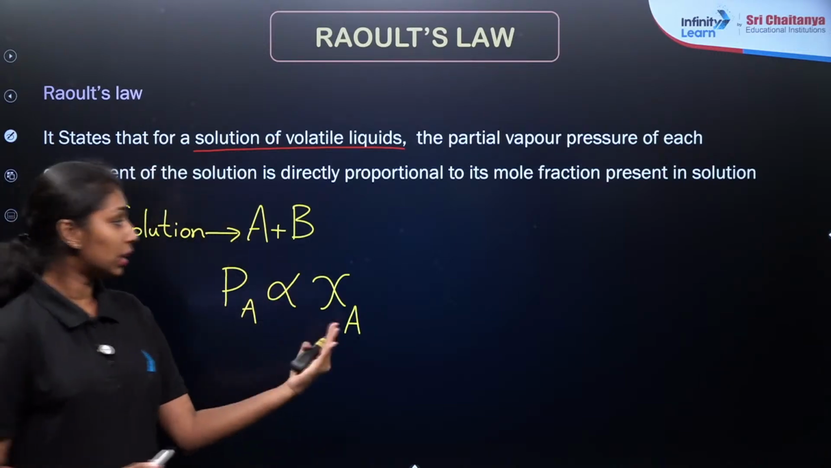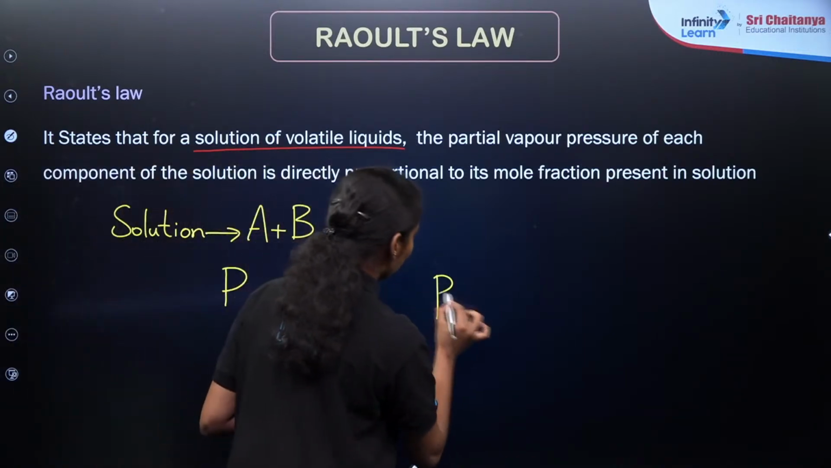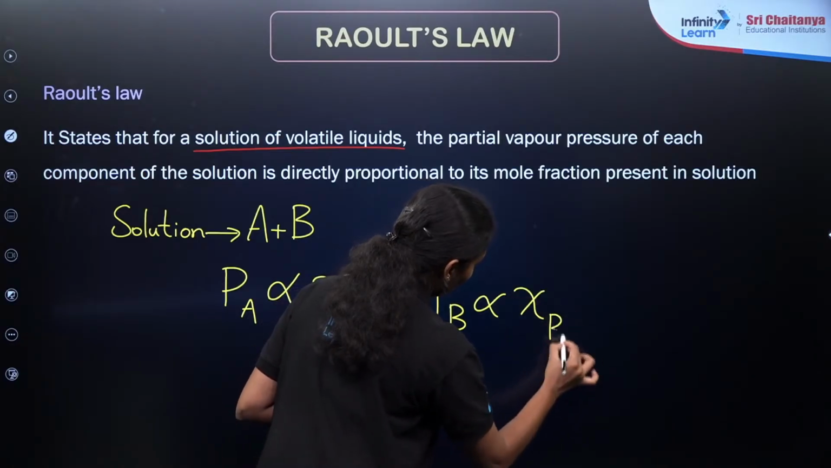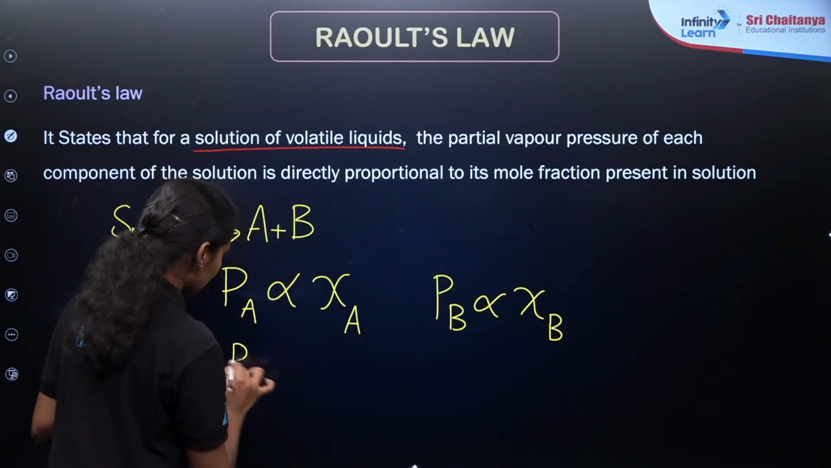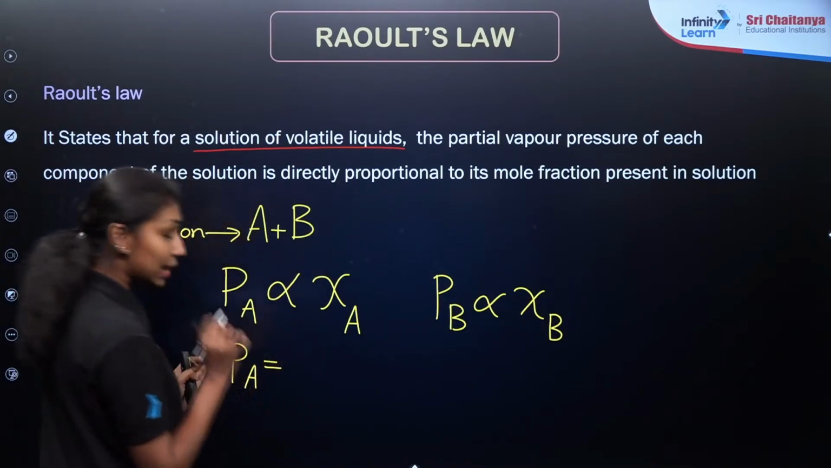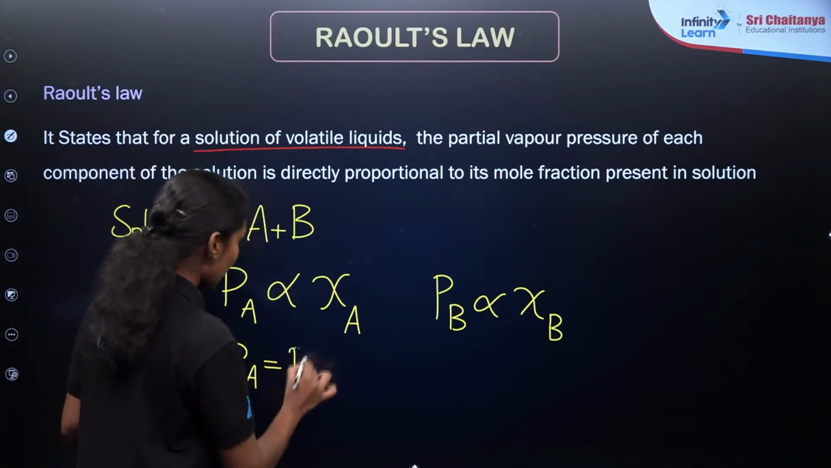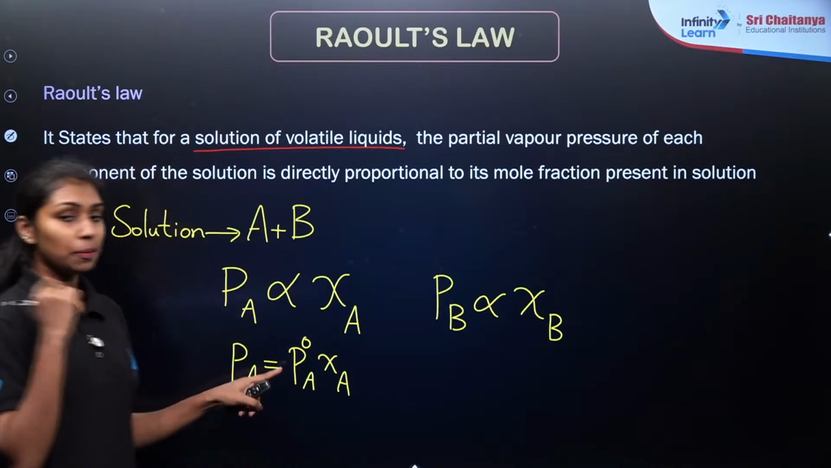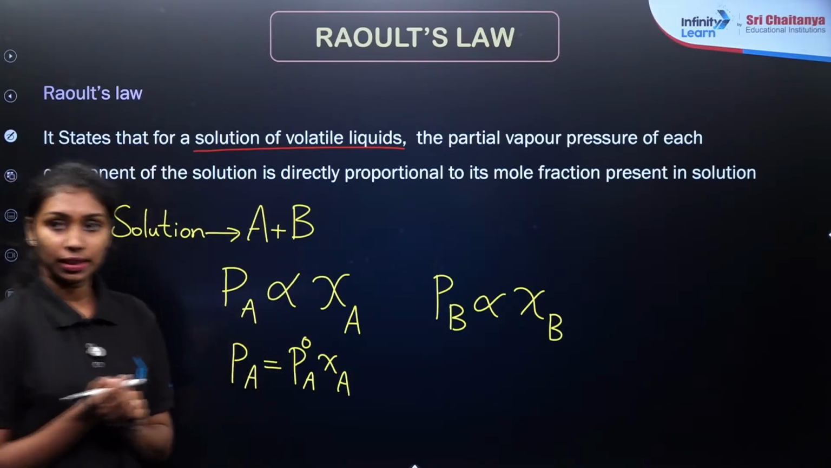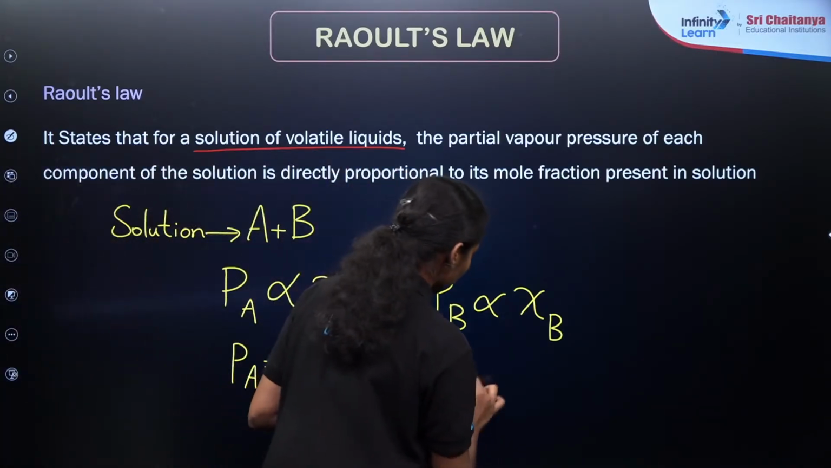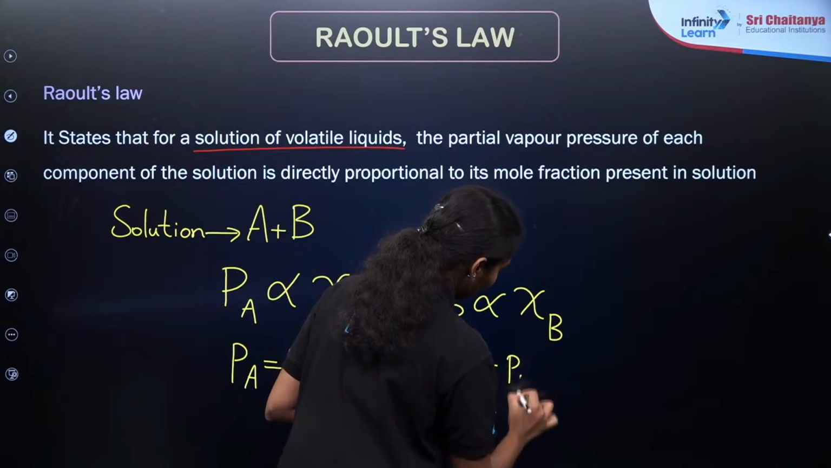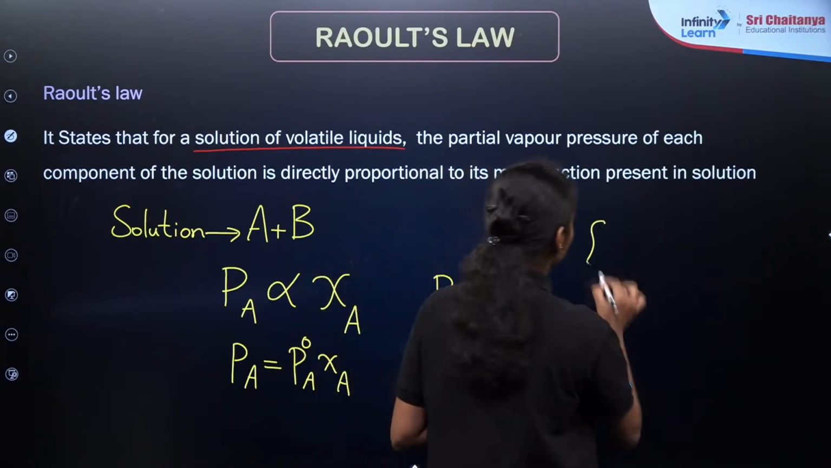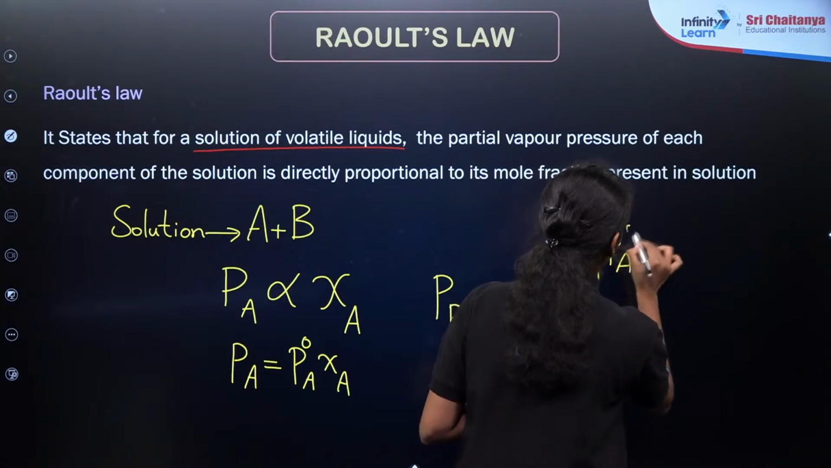Similarly, if you are talking about the component B, what will happen to the partial pressure here? PB is proportional to chi B, right? Or we can give it as PA is equal to, there is a proportionality factor, so that is equal to PA0 into chi A, where PA0 is the partial pressure of the pure solvent. Clear? Similarly, PB is equal to PB0 into chi B.